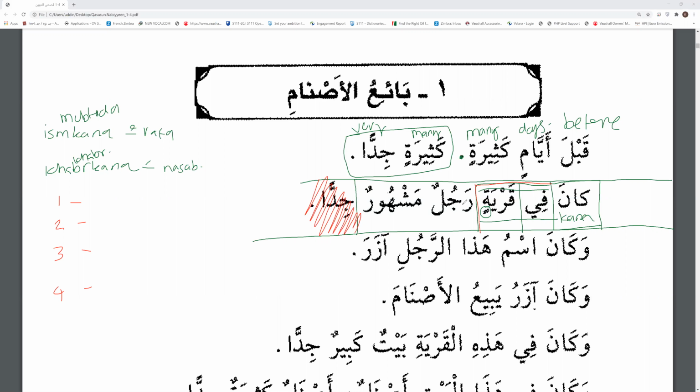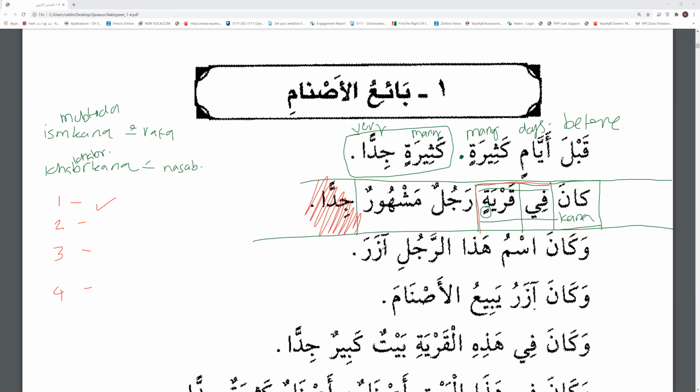Look at rajulun. Is it a name? It's a man, not a name. So is this ma'rifa or is it nakira? Nakira. Let's look at the word after it. Does the word after it have alif lam? Does it have ismul ishara? Is the word after it a name? I'll tell you that now, it's not a name. And so would you say this is nakira as well then? Yes, nakira. So they match.